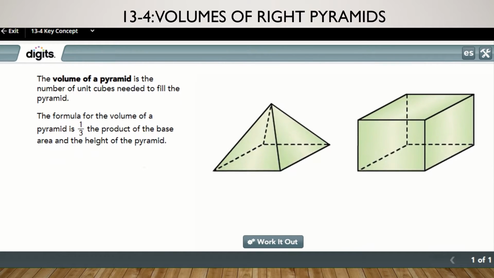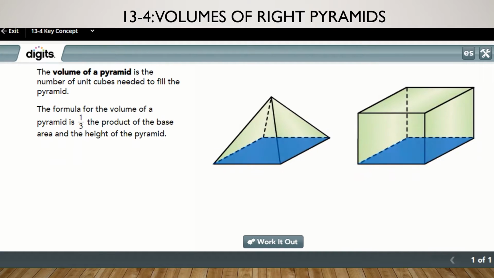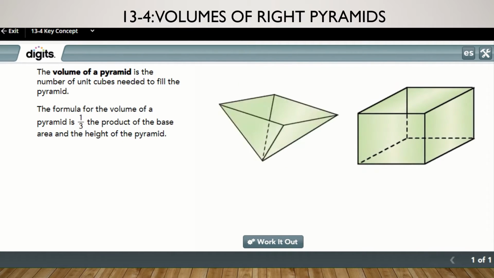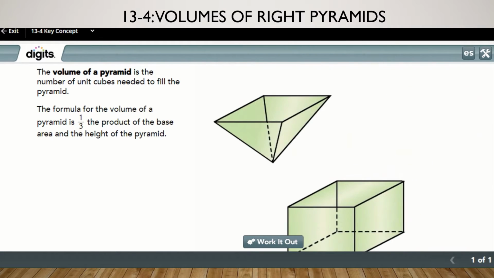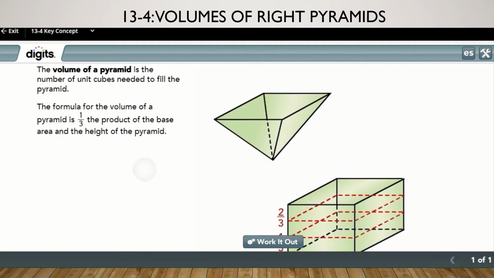Suppose you have a pyramid and a prism with the same base and the same height. By turning these solid figures into containers, you can show a relationship between their volumes. Find out how many containers of the pyramid it takes to fill the prism.